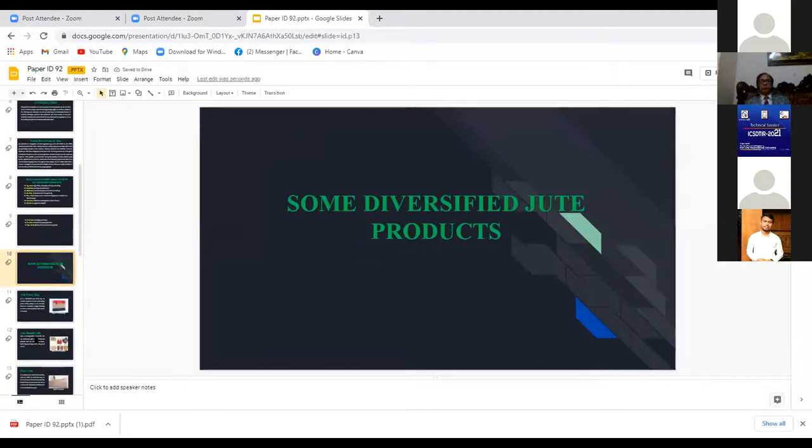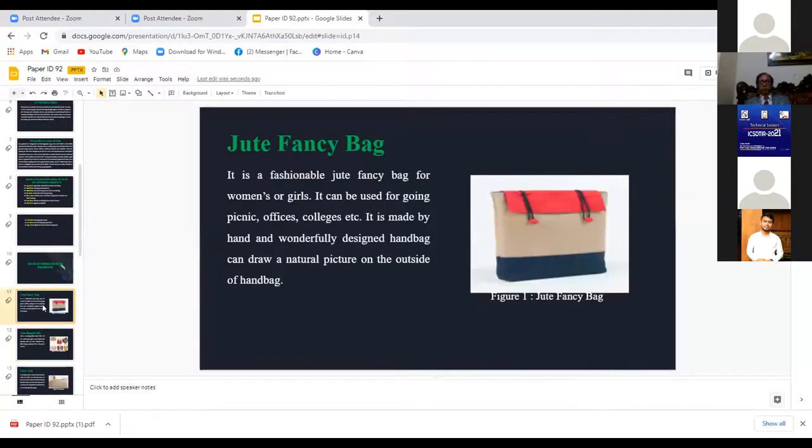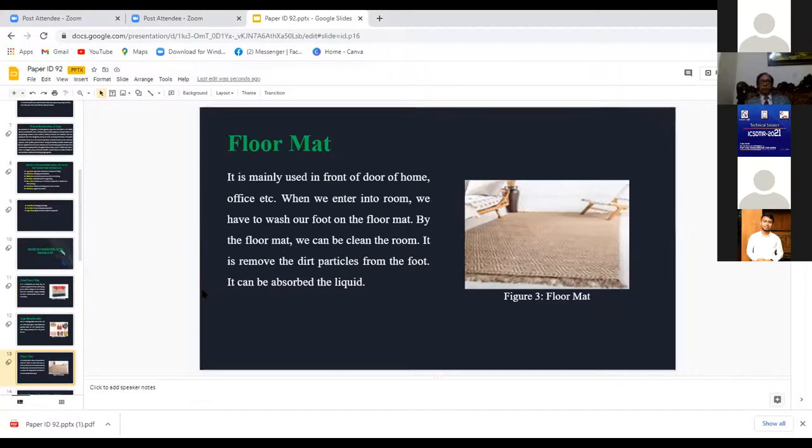Some derivative jute products. First of all, I want to share a very valuable product, the jute fancy bag. It is a fashionable jute fancy bag for women and girls. It can be used for going on picnics, to office and college, etc. It may be handmade, and a wonderfully designed handbag can have a natural picture drawn on the outside. Jute handicraft. We can make many types of jute handicraft products. There are jute dolls, gift items, table lamps, paintings for the wall, pencil boxes, etc. Floor mat. It is mainly used in front of the doors of homes and offices, etc. With the floor mat, we can keep the room clean, and it removes dirt particles from the feet.